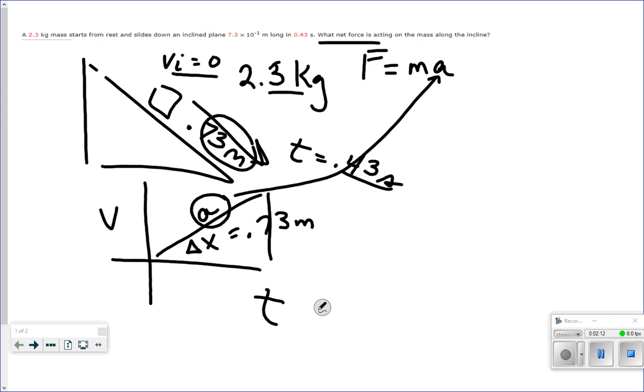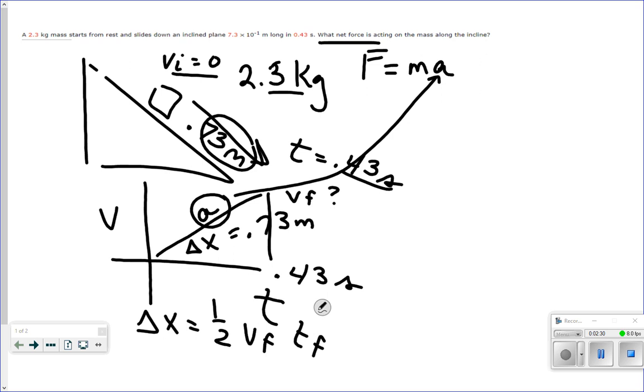So if you're asking yourself, what do I do now? Well, we know our time. It's 0.43 seconds. It'd be really handy if we knew the VF. So I would suggest using your area under the curve for that. It's a nice little triangle, so we can use our area of a triangle formula. Figure out VF, then use that and use the slope formula and figure out the acceleration. That would be my suggestion.